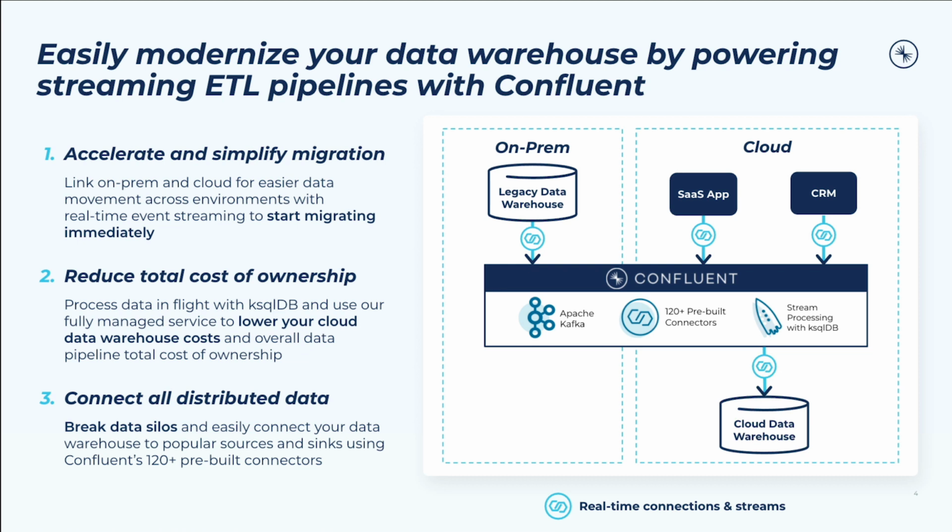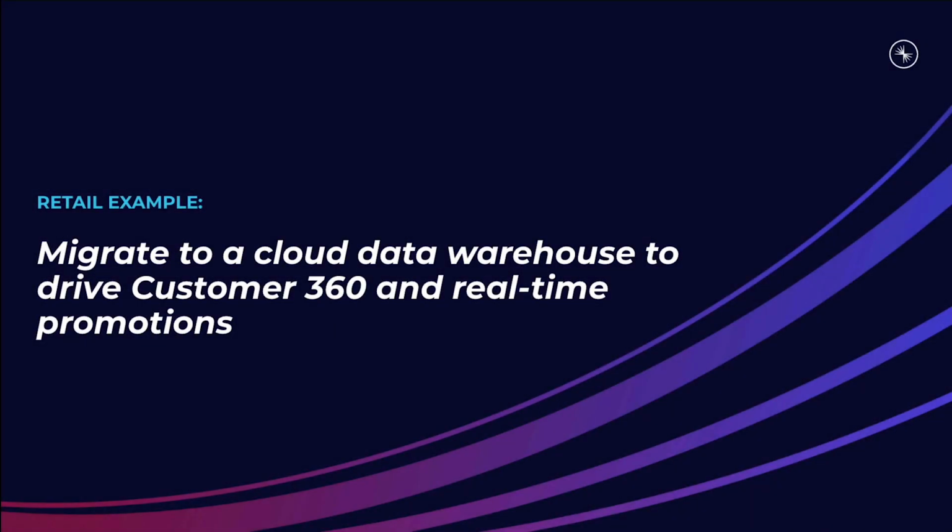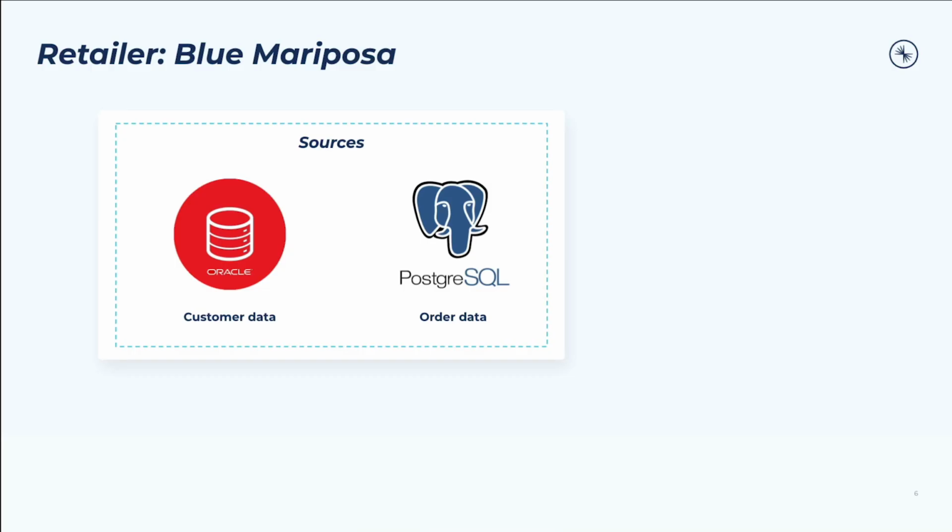Let's get on with an example where we'll bring this use case to life. Let's look at a pretend retailer. We'll call them Blue Mariposa. Let's look at how they'll go about their data warehouse modernization journey by migrating data from Oracle and Postgres to BigQuery. Let's say Blue Mariposa uses Oracle on-prem to store most of their business-critical stuff like customer data.